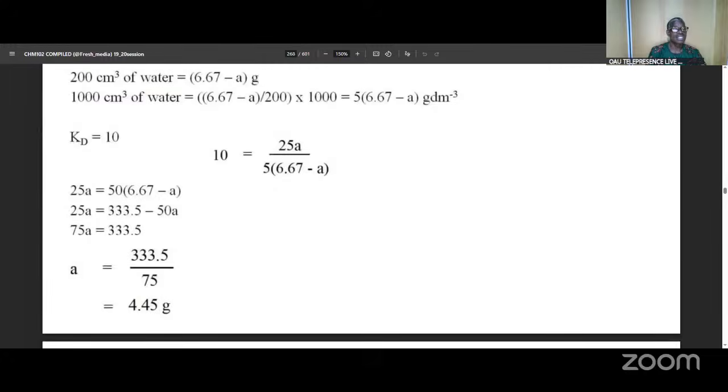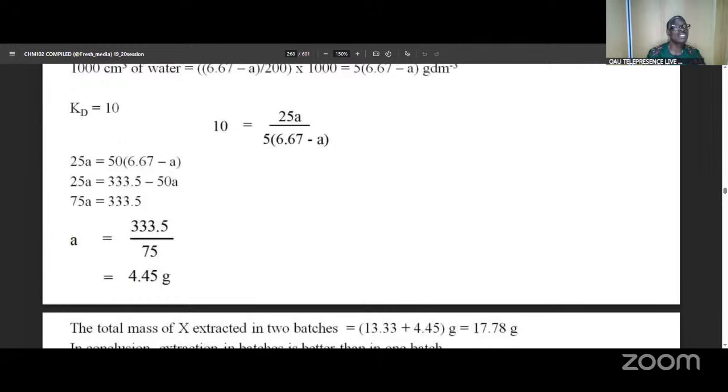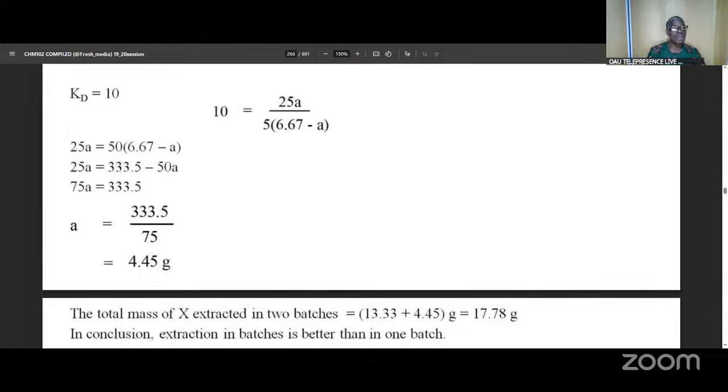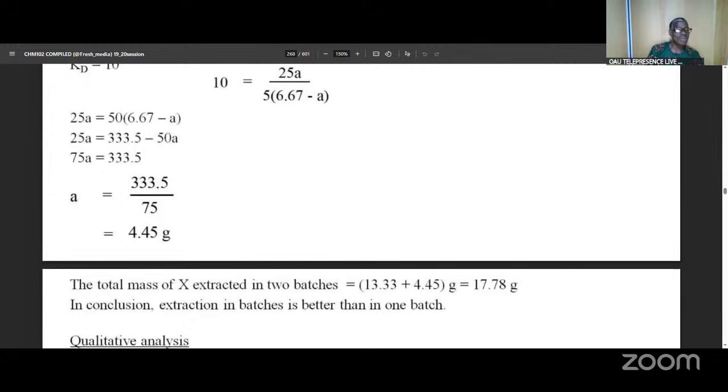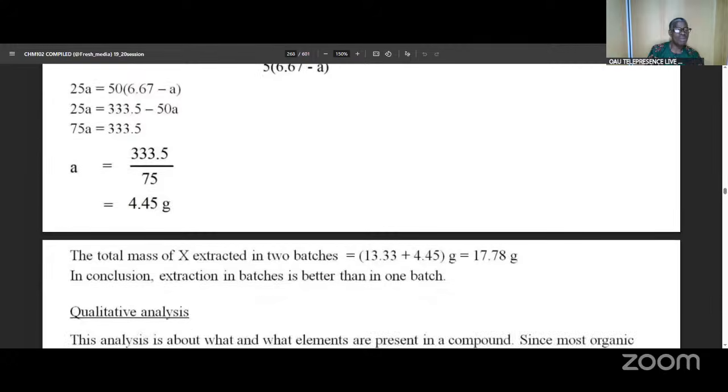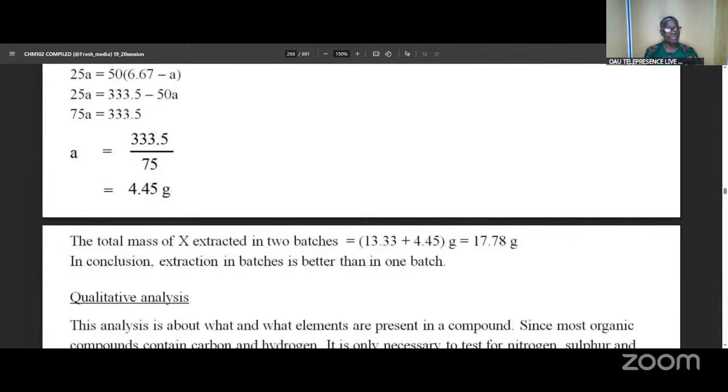Substituting this in our partition coefficient formula, still using our KD, which is still 10, we have 10 is equal to 25A over 5 into (6.67 minus A). And if you do your calculation, we see that we have extracted more. A now is 4.45 grams.